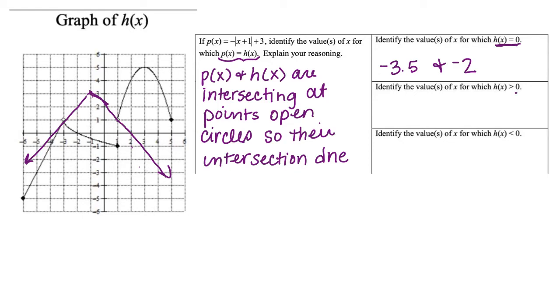Identify for which values is H of X greater than 0. That's where we are above the x-axis. So if we're above the x-axis, where does that occur? Well, it's going to start but not include -3.5 over to -3, union -3 to -2, union, and then 1 to 5 included.